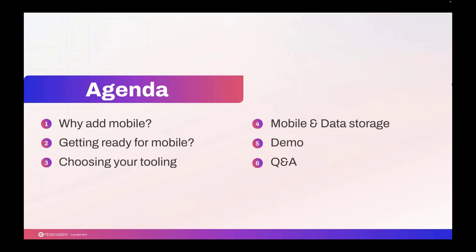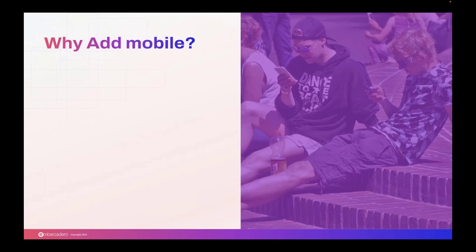Okay, so why is it important to add mobile to your application? Well, you see that picture on the right, and you can see it straight away, because every single person has one of those in their pockets. And that's a very, very powerful tool. We have this critical mass of, this acronym stands for bring your own device. And it's because every single person has one. And we need to take advantage of that.